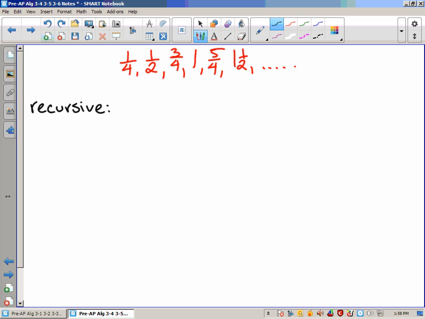To do the recursive sequence, I first find my common difference. My common difference in this case is I'm adding 1/4. The reason why it goes from 1/4 to 1/2 is because 1/4 plus 1/4 is 2/4. 2/4 is equal to 1/2. So my common difference is 1/4.